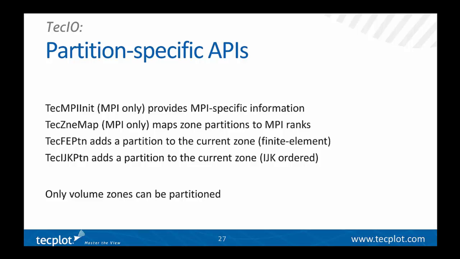Last note there, just as only volume zones can be sizzleized, other zones can be in the Sizzle formatted data files, but they're stored pretty much the same way as in PLT files. So only volume zones benefit from Sizzle, and only volume zones can be partitioned. Now that said, if each MPI rank is holding on to a piece of a surface boundary, for example, each of them can write out its own piece of that surface data, but it will have to write it out as a separate zone.